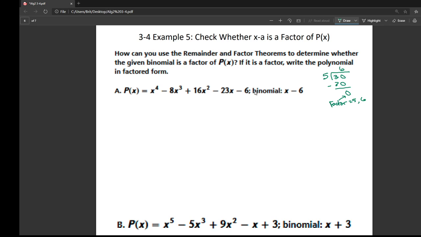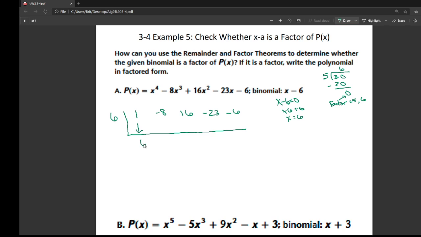Alright, in this case I'm going to do synthetic division just because I like it more than plugging into the polynomial. So I'm going to take my binomial in question and set it equal to 0. So I'm going to put a 6 outside of my synthetic division house. And so now I'm going to write out my coefficients. So I have 1, negative 8, 16, negative 23, and negative 6.